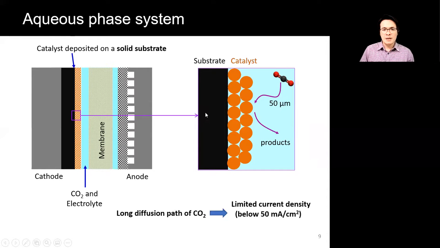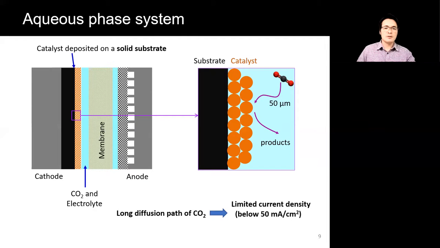In this system, as you can see in the zoom-in here, the CO2 dissolved in the electrolyte will diffuse to the surface of the catalyst, where it is reduced to the products. In that system, the CO2 needs to diffuse a pretty long path, normally around 50 micron. Because of this long diffusion path, we have a limited amount of CO2 on the surface to be converted. That's why we have a limiting current density, usually around 50 milliamp per square centimeter.